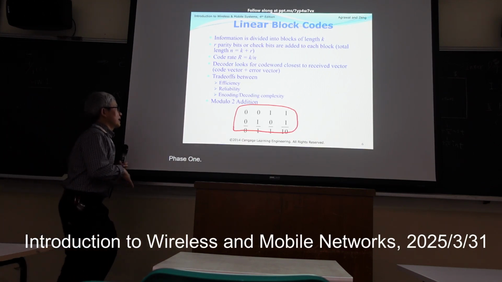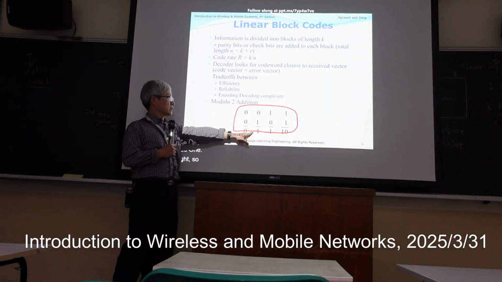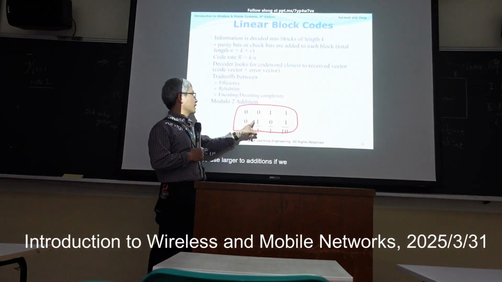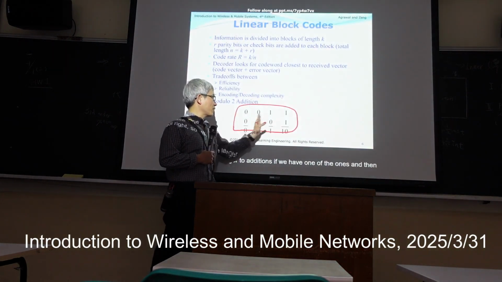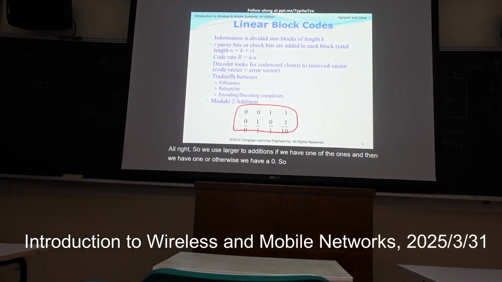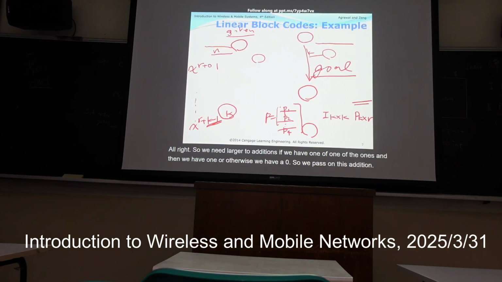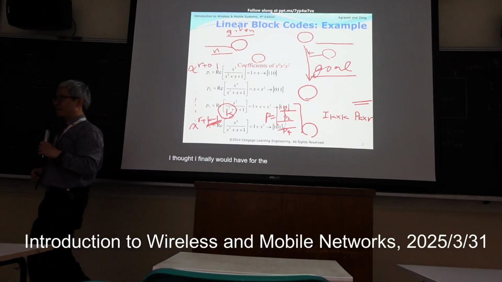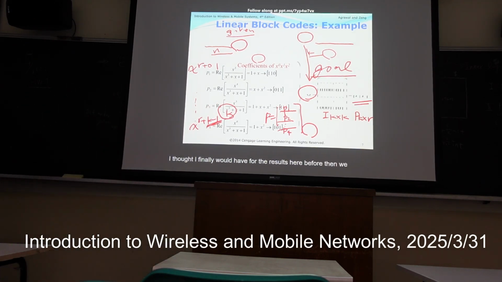Alright, so we use modulo-2 addition. If we have ones, then we have 1, otherwise we have a 0. So the best sum is this addition. And so then finally we have the results here. If so, then we can have the generator G.